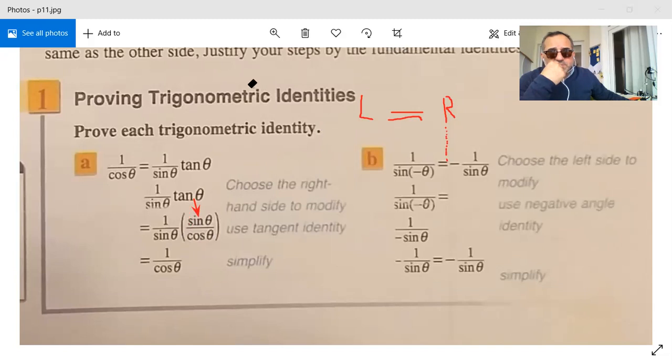Next step, we can cancel sine with sine. This sine in the numerator and in the denominator also we have sine. Then you can cancel sine with sine. The remainder is 1 over cosine theta, and this is the right hand side. We can cancel sine theta with sine theta. The remainder is 1 over cosine theta. This is the answer.